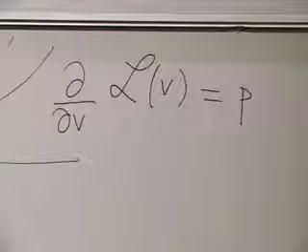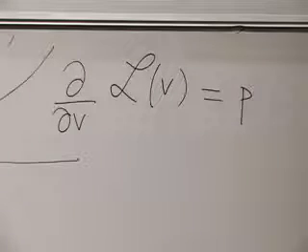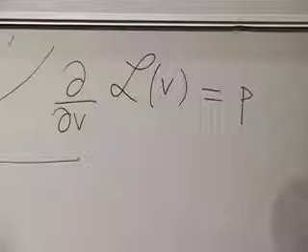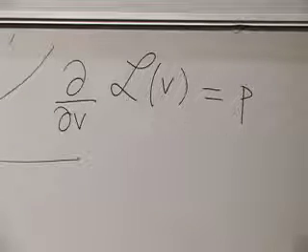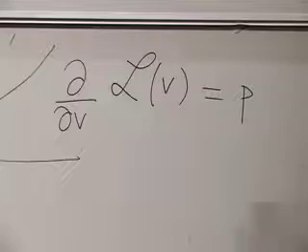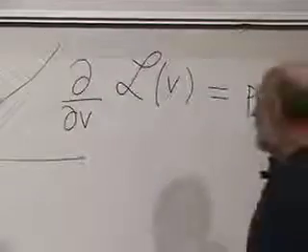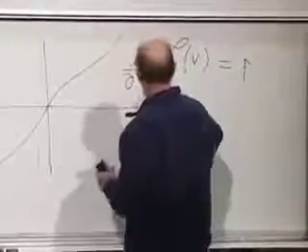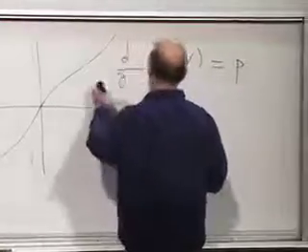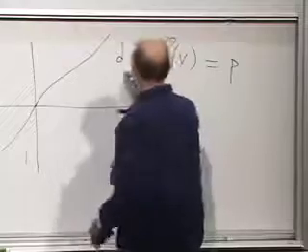Why would I bother inventing a function L whose derivative with respect to v is p? Well, we'll come to why, but I can always do it. This is just an ordinary derivative for the moment. Since there's only one variable v, we don't have to make it a partial derivative. dL/dv.